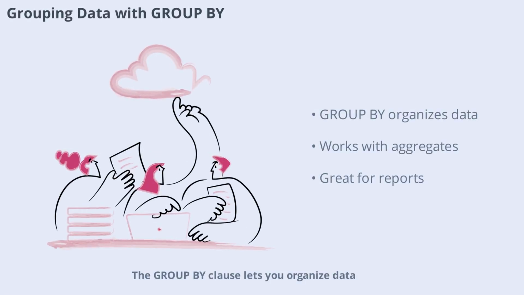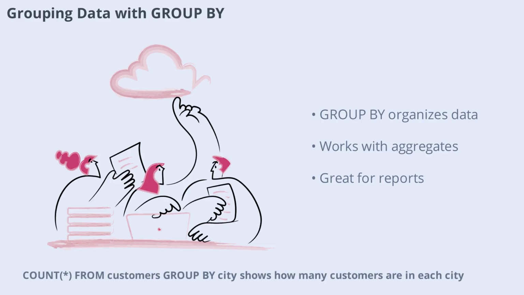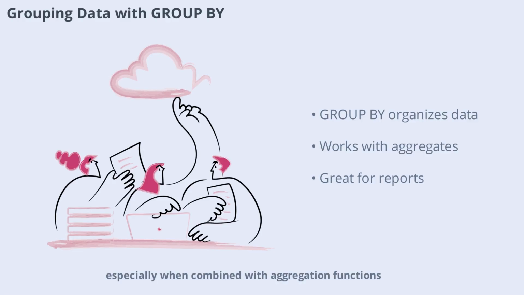The GROUP BY clause lets you organize data into groups based on one or more columns. For example, SELECT city, COUNT(*) FROM customers GROUP BY city shows how many customers are in each city. Grouping is crucial for summarizing data and generating reports, especially when combined with aggregation functions.